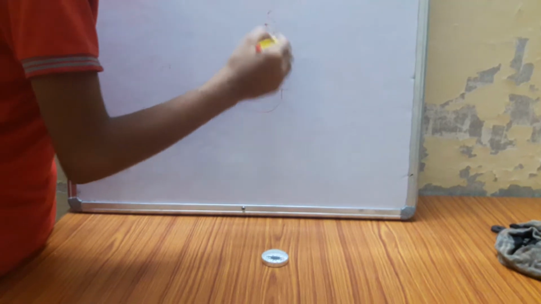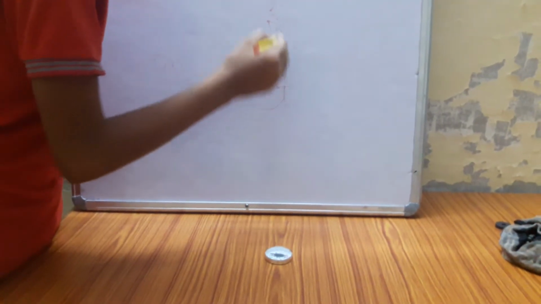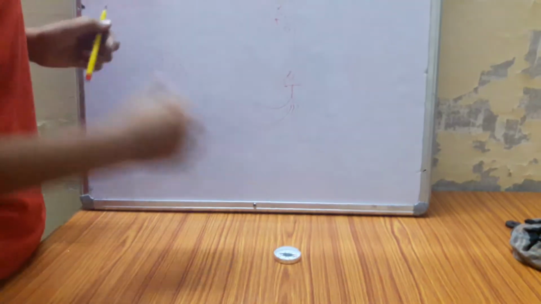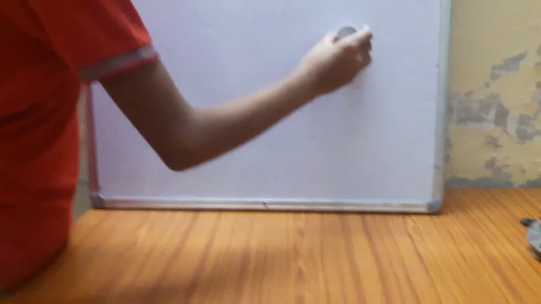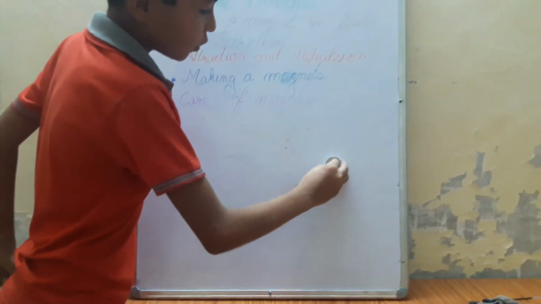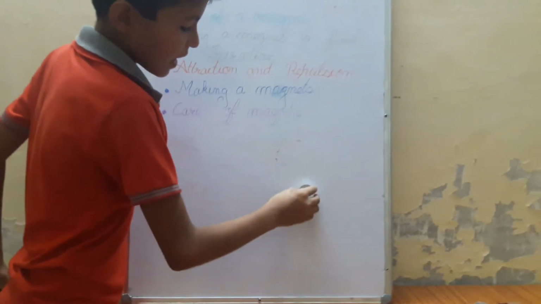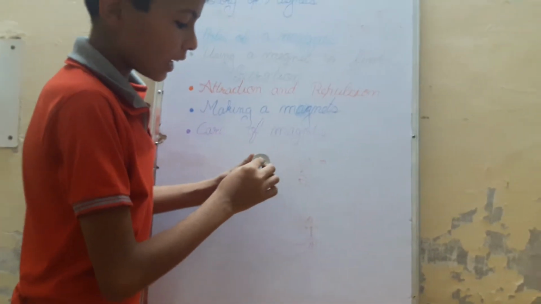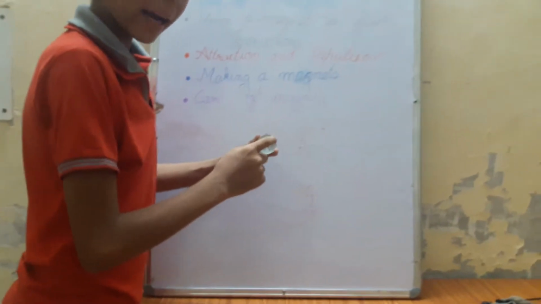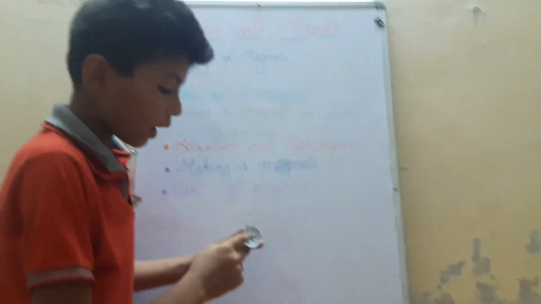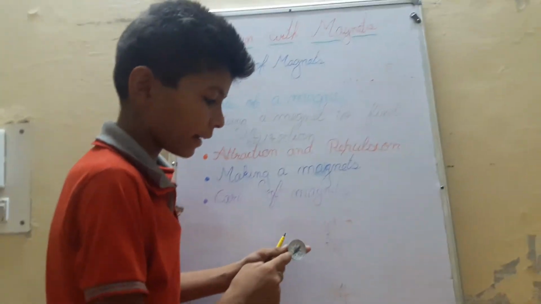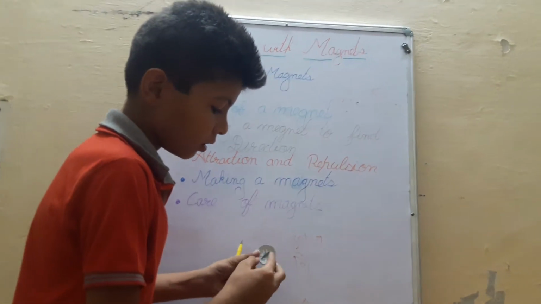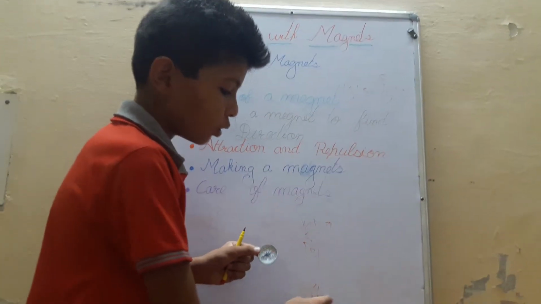This is a diagram showing how a magnet works. It is kept like that so that it shows the north pole. Where is the north pole? This red point contains the north pole of the magnet, and this contains the south pole. So the north pole is attracted by the south pole and the south pole is attracted by the north pole.